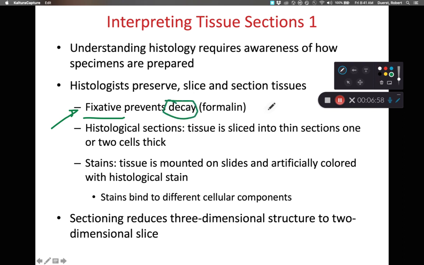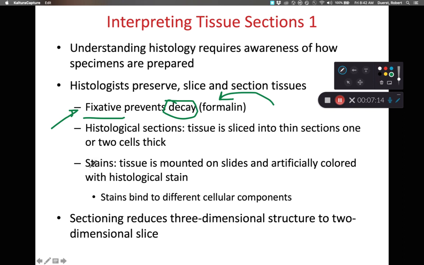A common fixative is alcohol or formalin. Formaldehyde, mercifully, is not used very much anymore. I've worked with formaldehyde, and I've had to dissect animals preserved in formaldehyde because I'm a little older and crusty. And oh gosh, it was disgusting.